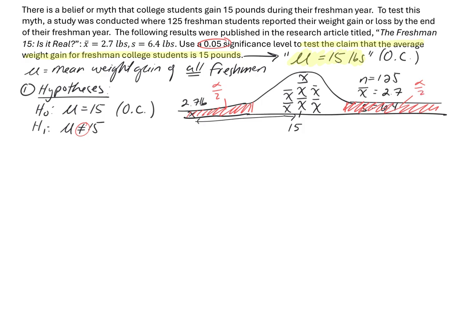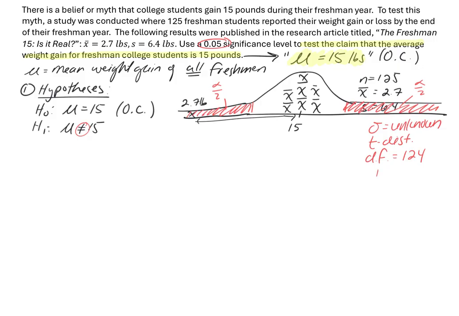Now, before I start using the calculator, I need to ask myself if I'm going to use the normal distribution or the t-distribution. So here, notice that nowhere in the problem do we know the population standard deviation sigma. Because this is unknown, I'm going to use a t-distribution. And with t-distributions, I need to know my degrees of freedom. So here, that's n minus 1, or a degrees of freedom of 124.